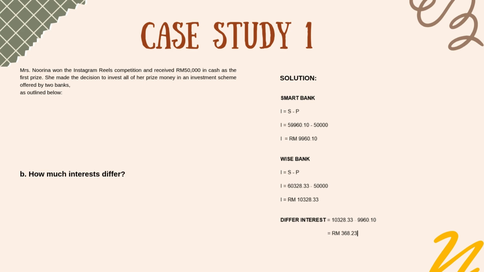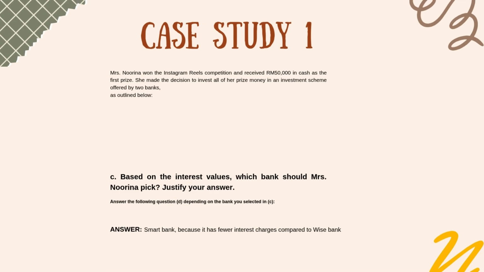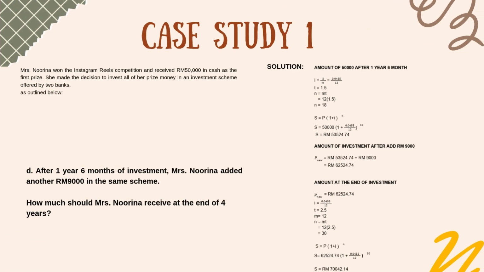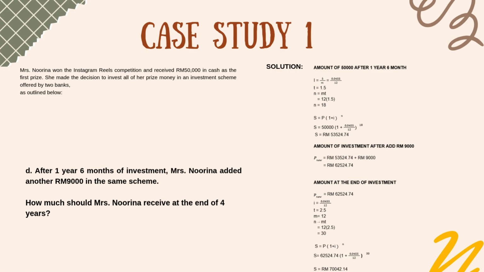For question C, based on the interest value, which bank should Miss Norina pick? Justify your answer. My answer is I choose Smart Bank because it has a lower interest compared to Wise Bank. For the last question, after 1 year 6 months of investment, Miss Norina added another RM9,000 in the same scheme. How much should Miss Norina receive at the end of 4 years?